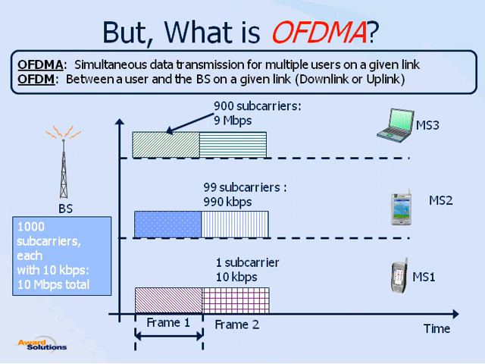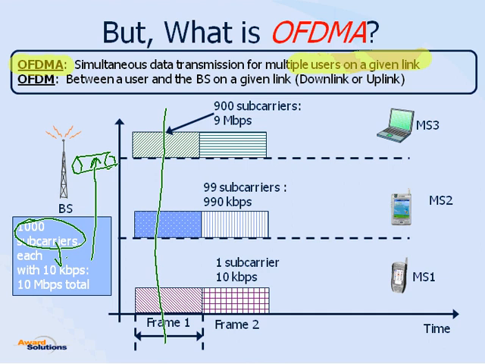So we have talked about so far OFDM, orthogonal frequency division multiplexing. But what is this OFDMA? Multiple access. Well, when you support multiple users at the same time, you are using OFDMA. For example, in this case, we have a total of 1,000 subcarriers. Each subcarrier carries a little bit of data, 10 kbps. So our base station is a big pipe, and that pipe is 10 megabits per second wide.